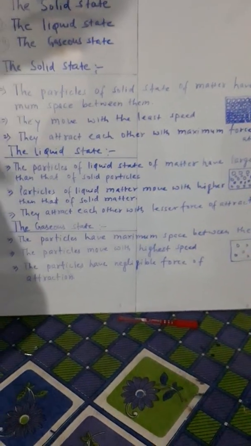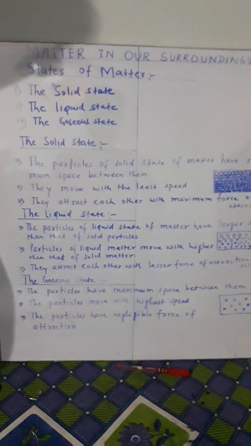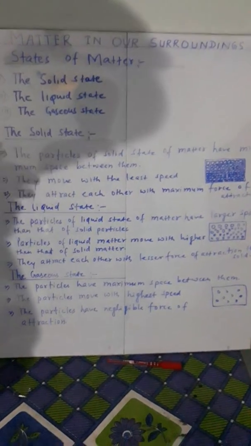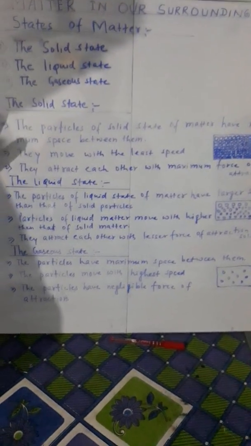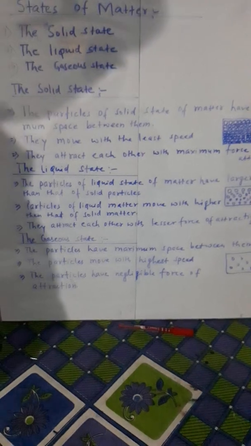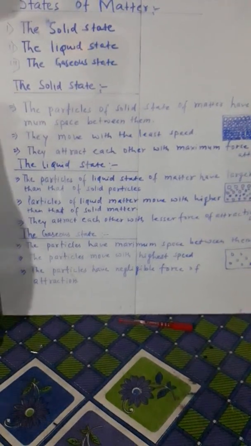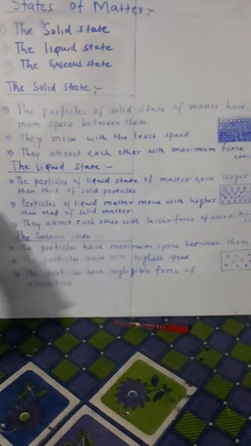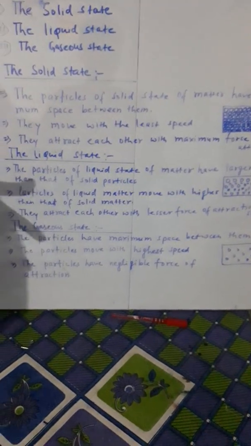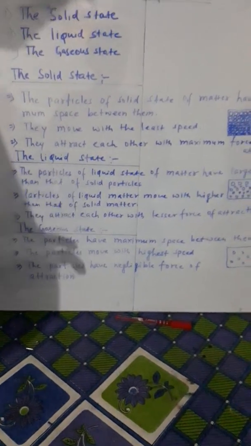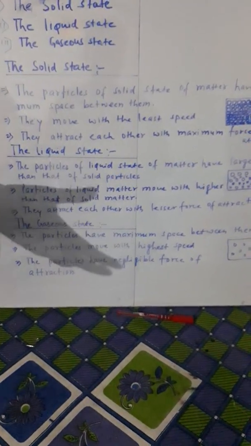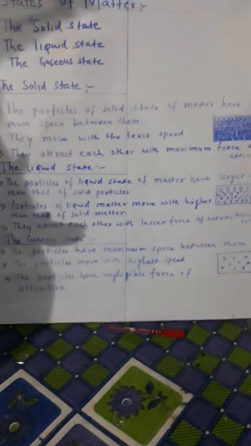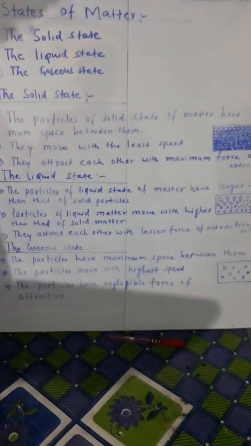In comparison to solid and liquid, gaseous matter is highly compressible. We can compress it very easily. We have seen many examples in our daily life: the cooking gas cylinder in our house contains gas in a compressed way, and the oxygen gas cylinder used in hospitals also contains gaseous matter in a compressed way. So gaseous matter can be easily compressed.